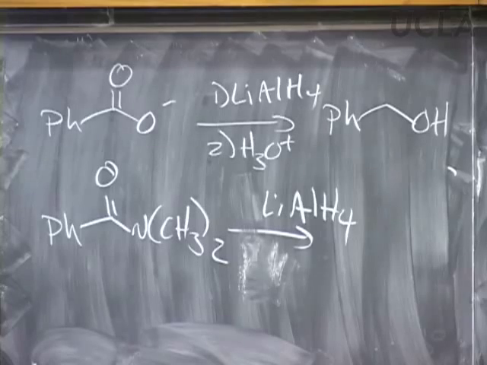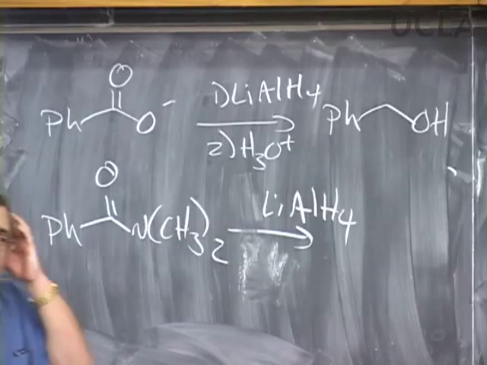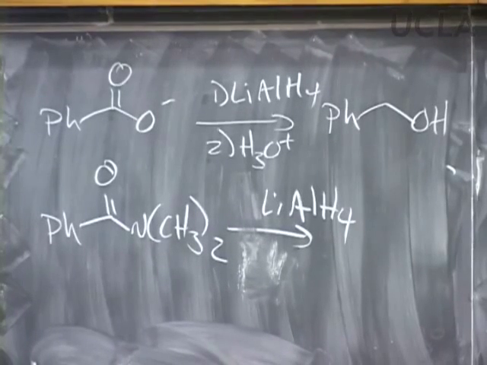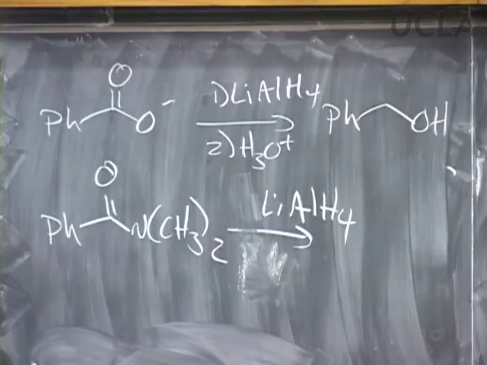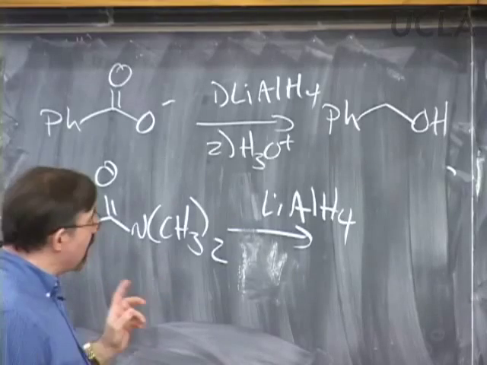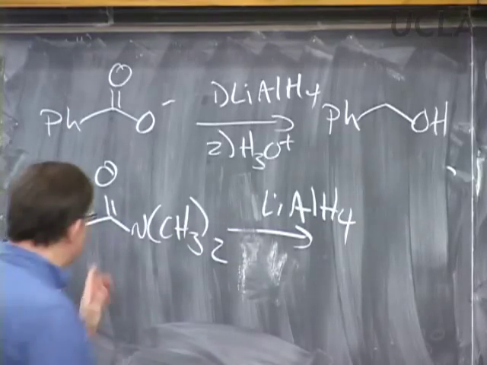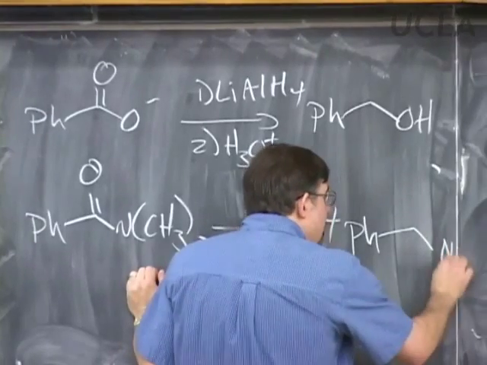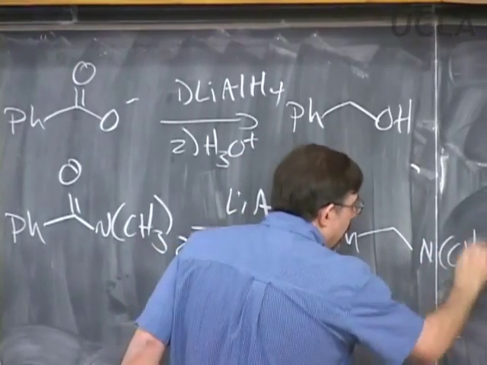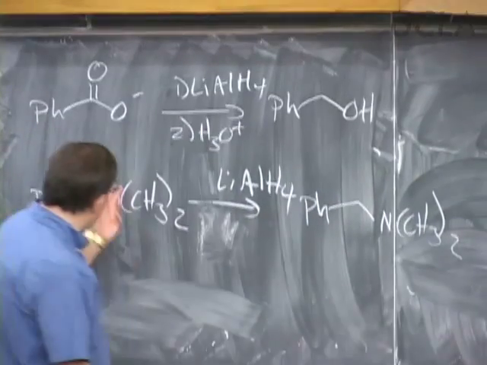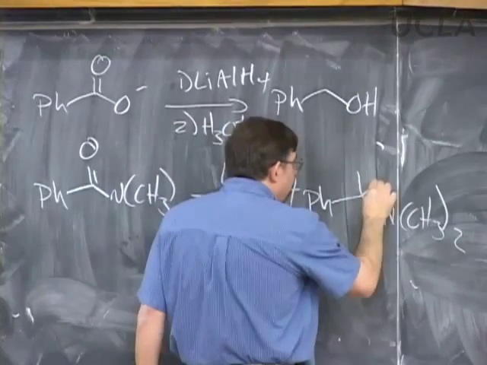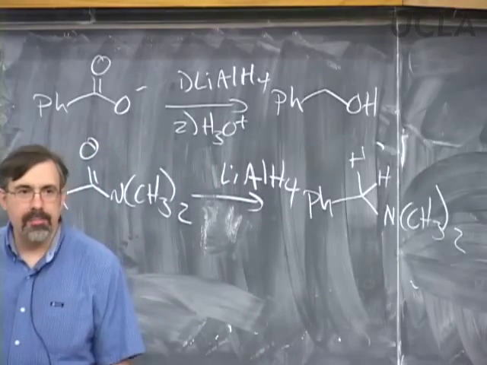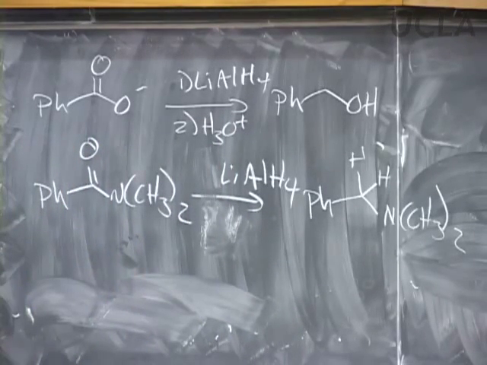Thanks for playing. It's a really good thought to think that, but it turns out, because of the way aluminum interacts with the O- intermediate, that in fact the oxygen, not the nitrogen, becomes the leaving group, and the product we get here is an amine where the carbonyl has been, both bonds of the carbonyl have been replaced by hydrogens from the AlH4 minus.